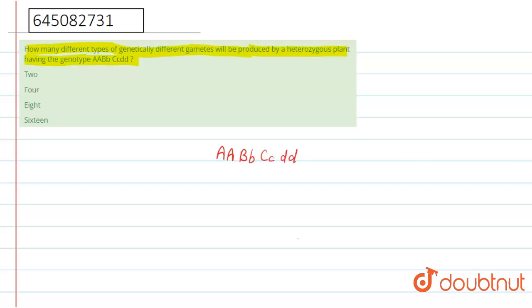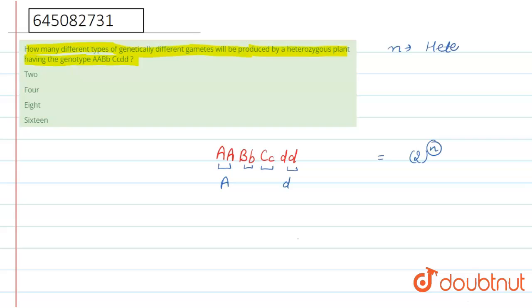Okay, so here different types of gametes means heterozygous form. So here they are having the same gametes, like capital A. Here this one is different, and this one is different, and this one is again same, only one type of gamete. Okay, so here we can say that the formula is 2 to the power n. Okay, so here n resembles the heterozygous form.